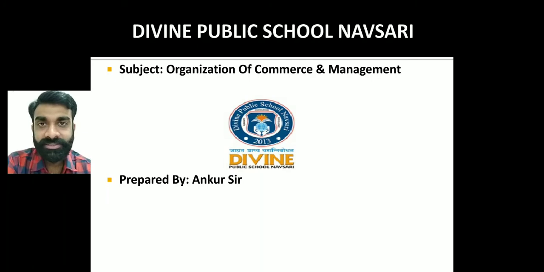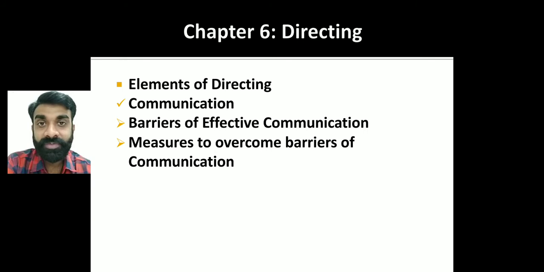This is the last lecture or video of chapter 6, right? In the previous lecture we completed the meaning of formal and informal communication, their characteristics, and the difference between formal and informal communication. Now in today's lecture we are going to learn what the barriers are, the factors that restrain communication from becoming effective, and the measures to overcome or reduce the barriers of communication.